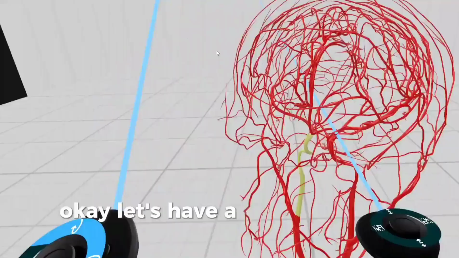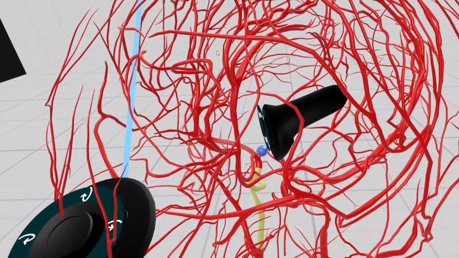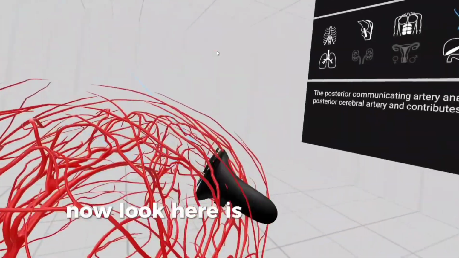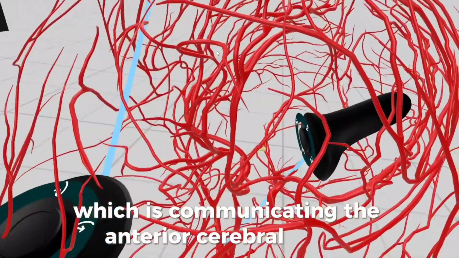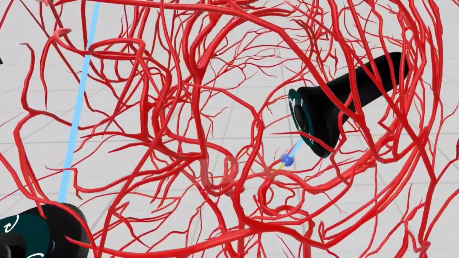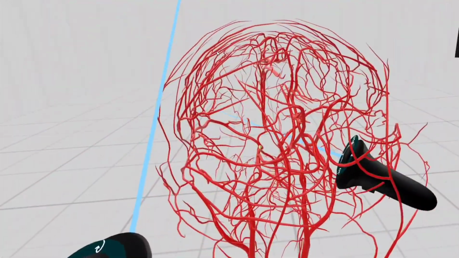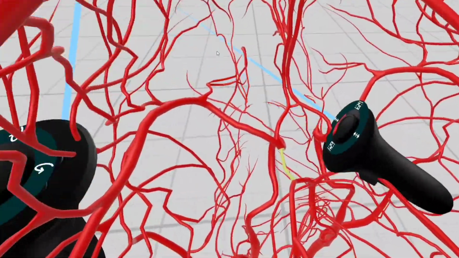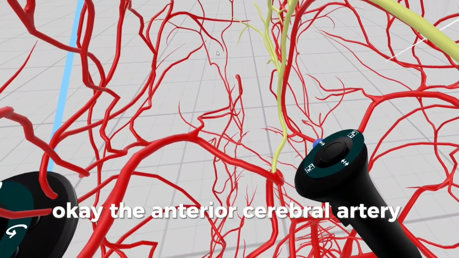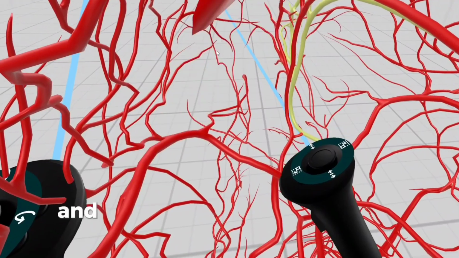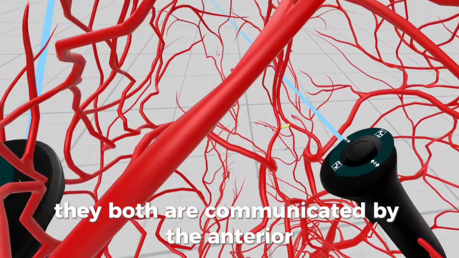Okay, let's have a closer look. Let me adjust the view. Now look, here is the posterior communicating artery, which is communicating the anterior cerebral artery to the posterior cerebral arteries. Okay, the anterior cerebral artery on the left side and the anterior cerebral artery on the right side, they both are communicated by the anterior communicating artery.